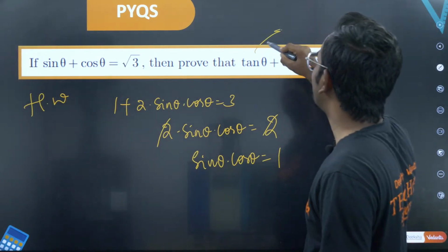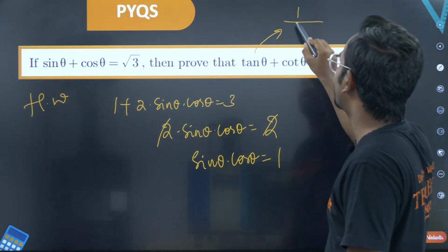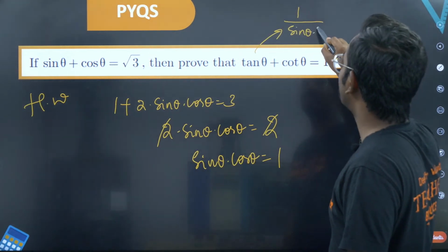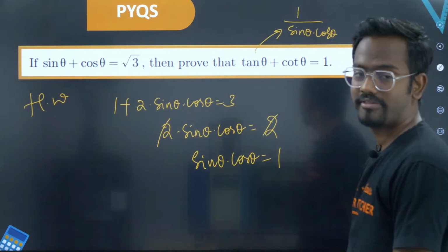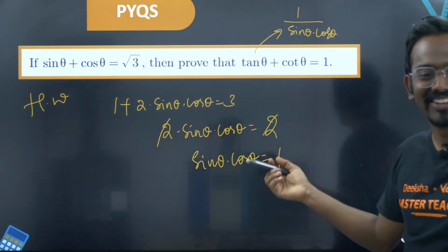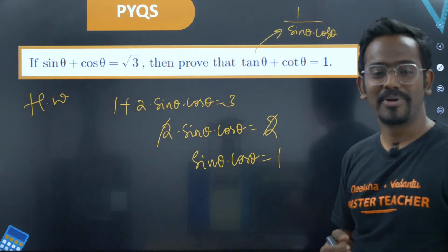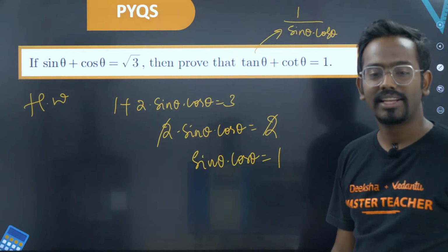So now I want tan theta plus cot theta. Tan theta plus cot theta is nothing but 1 by sin theta into cos theta. So I want 1 by 1, so this becomes 1. Very simple question. Sir, you told homework, you solved it here itself. I couldn't control myself, it is a very easy question. I want you to solve more and more questions of this category. Hope this is clear. Let's take up the next question.